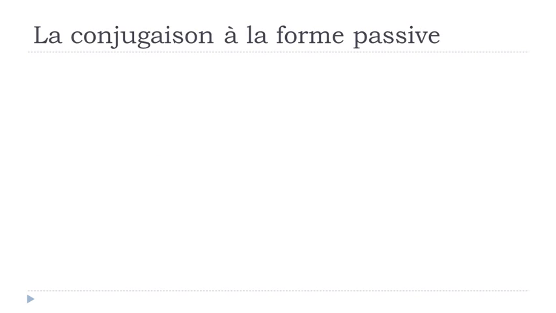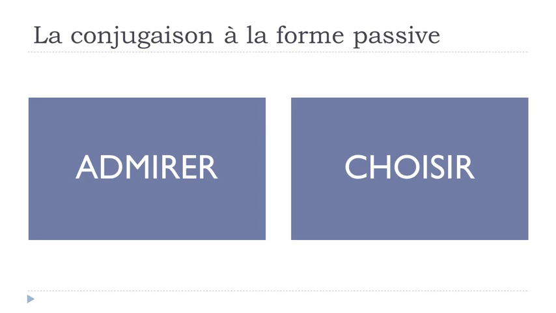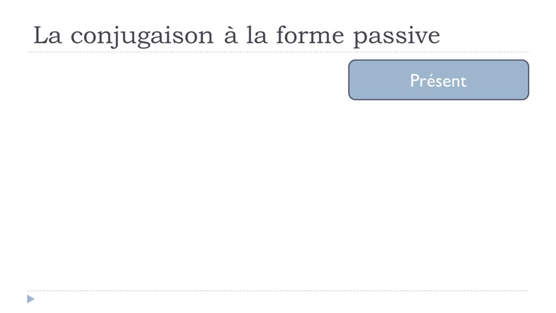So that's it. We'll take two examples. The first one will be admirer, to admire. And then the second one will be choisir, to choose, okay? But then the idea is that as we will change them to this forme passive, clearly it will be to be admired and to be chosen, okay? So let's see now, admirer.